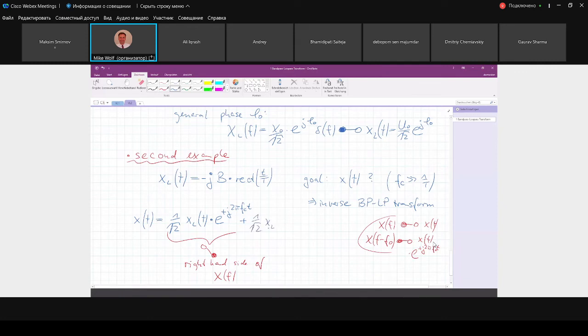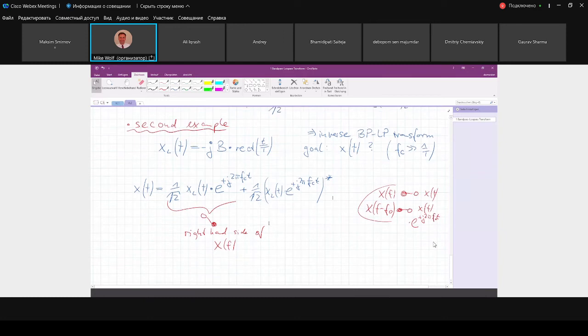Plus x l of t times e to the power of j 2 pi f c t, and I write it like this. Its conjugate is the left-hand side. I don't write it out because it's clear. But then the time domain signal becomes real valued, only if I have the original signal and then add the complex conjugate. And the square root of 2 is already obtained.